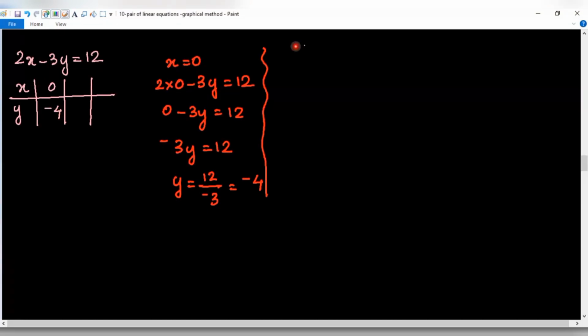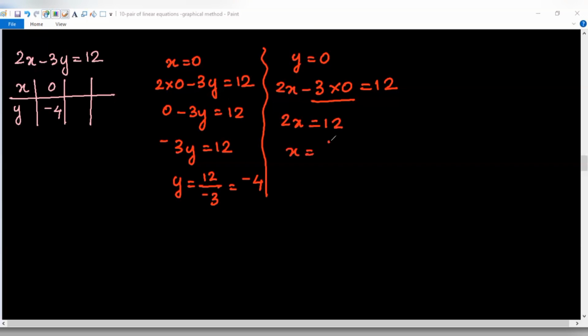Now, next let us check what happens when y equal to 0. 2x minus 3 into 0 equal to 12. Or we can write, this is 0, 2x minus 0 is 2x itself. So 2x is equal to 12, or x is equal to 12 by 2, that is 6. Thus we got another pair, x equal to 6 and y equal to 0.